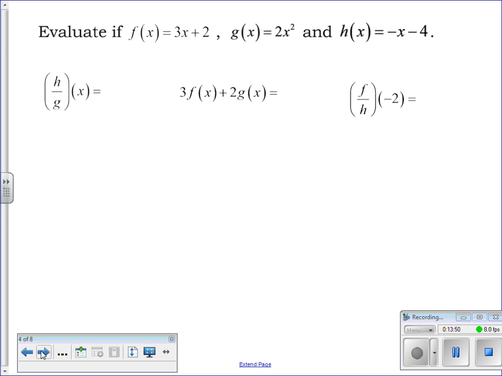Okay, same f, g, and h. Slightly more complicated, but still really the same thing. H over g of x is h of x over g of x, which means that I have negative x minus 4 over 2x squared.